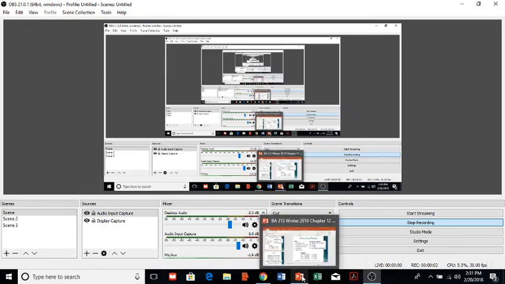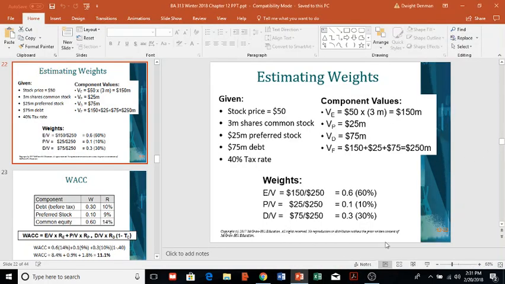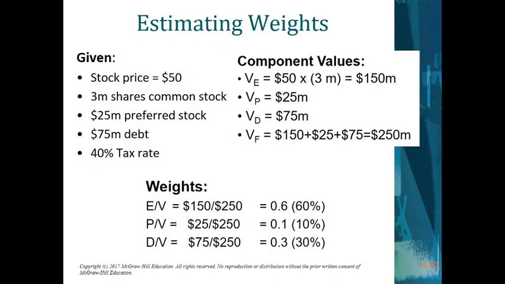Okay, starting this back up, let's look at this example here. So here we have a company with a stock price of $50 per share, 3 million shares of common stock outstanding, $25 million preferred stock, $75 million debt, and a 40% tax rate.